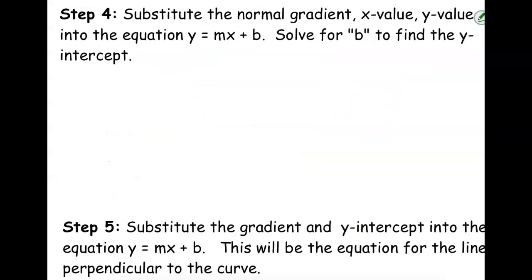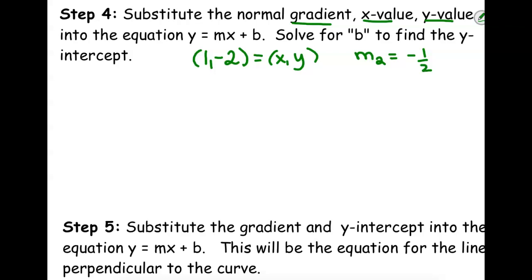All right, step 4 is to now substitute the slope, the x value, and the y value into y equals mx plus b. So the ordered pair was over 1 down 2. That was your x and y coordinate. And then our slope of our gradient was -1/2. So we're going to substitute those 3 values into y equals mx plus b. So y value is -2, slope is -1/2, x value is 1, and b is unknown. So we're going to solve for b.